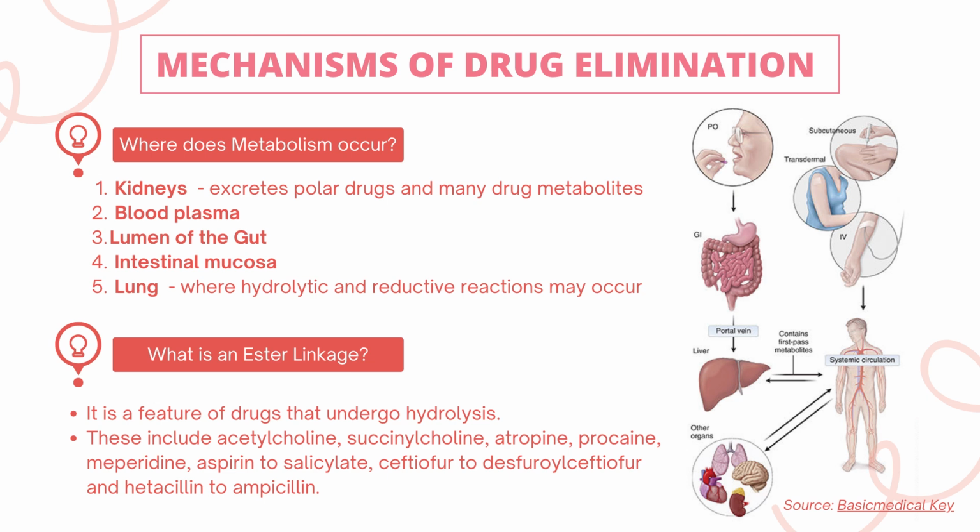This is a chemical bond found in certain drugs that makes them susceptible to hydrolysis, a process where water breaks the bond. Drugs with ester linkages include acetylcholine, succinylcholine, atropine, and procaine. These drugs are hydrolyzed by enzymes in the body, which can affect how long the drug stays active and how quickly it's eliminated.